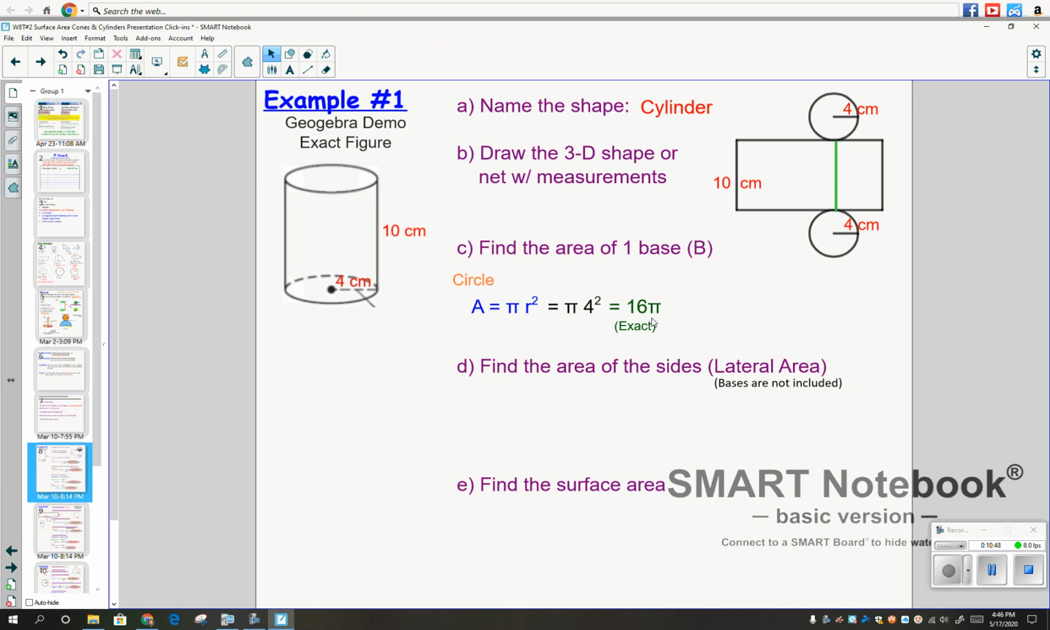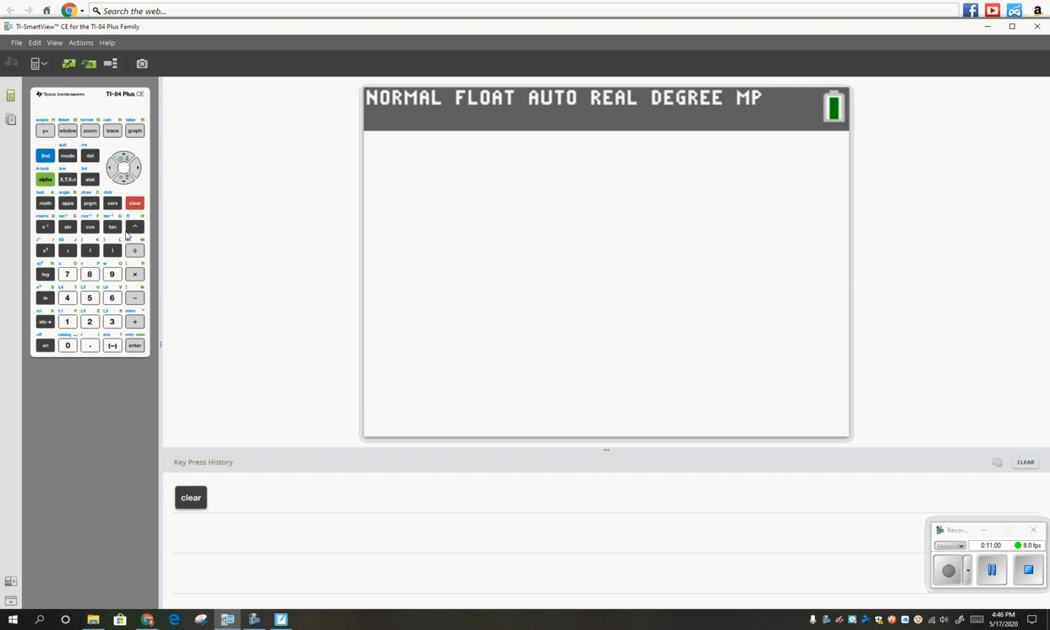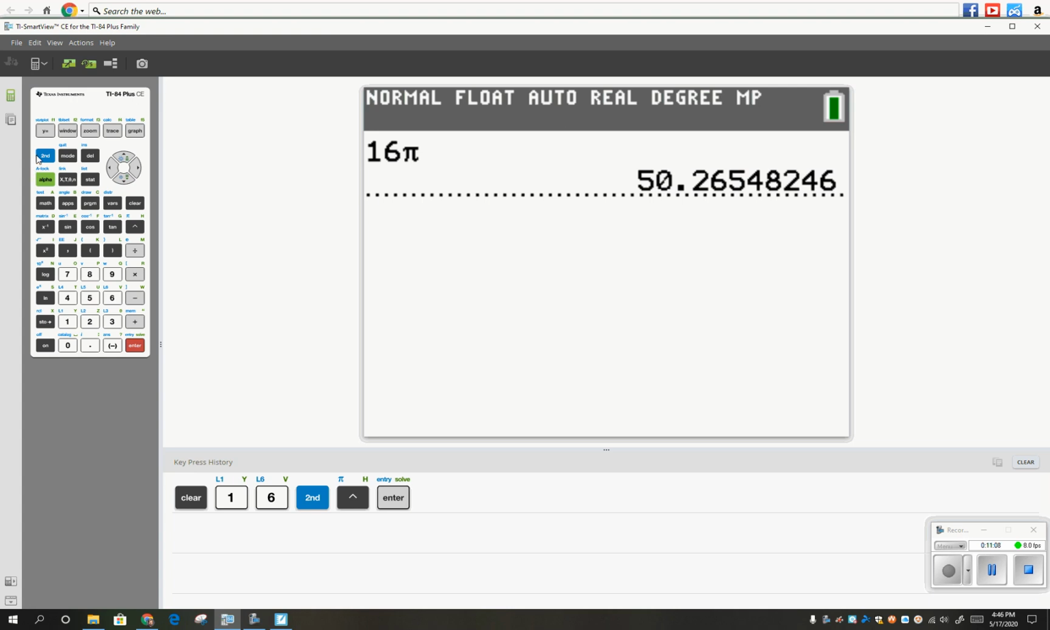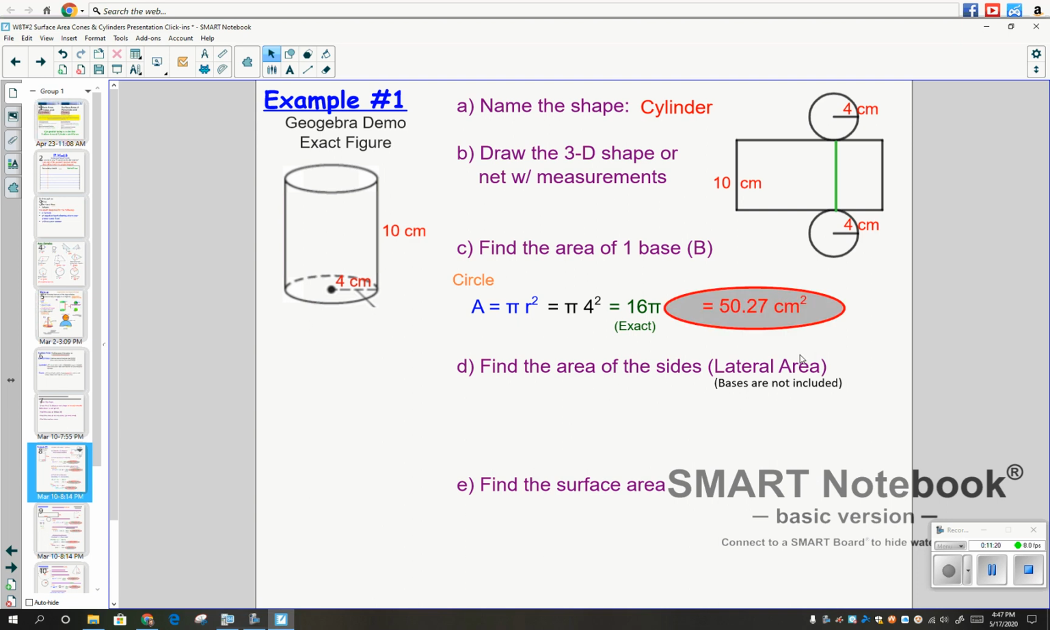We can't enter that into Schoology, so we are going to find the decimal approximation. So to do that, I'm just going to do 16 times, I'm using the pi button. Or you could also do pi times 4 squared if you don't want to find the exact. We get 50.265, which rounds to 50.27 square centimeters.